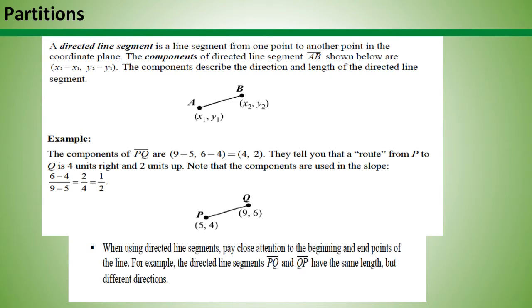And when we use a directed line segment, pay close attention to the beginning and end points of the line. Okay, so if we're told that we have line segment PQ, that means that we have to start at P and we're going towards Q. P has to be our first point in that case. But if we said QP, that means we're starting at Q and we're going towards P. Okay, they both have the same length, but they go in different directions. So our partition would show up a little bit differently.